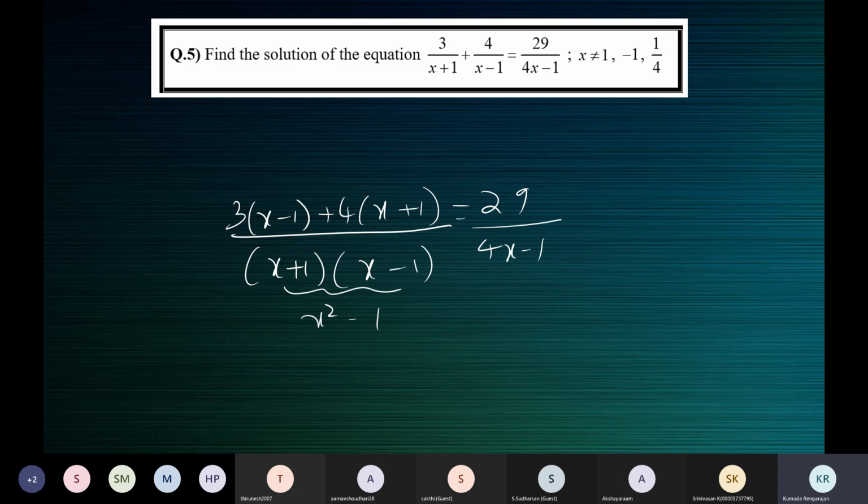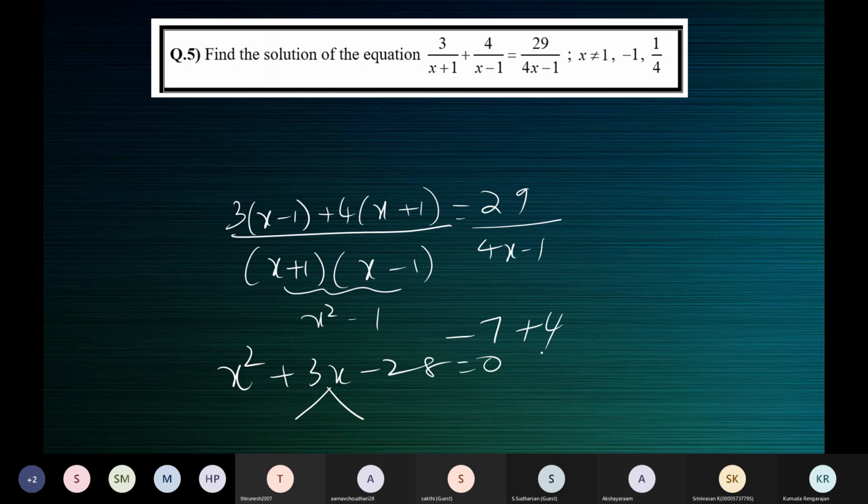What's the equation you said, children? X square plus 3x minus 28 is equal to 0. Now this is quadratic. Split the middle term and find the values of x, which are minus 7 and plus 4. X is equal to minus 7 and plus 4.